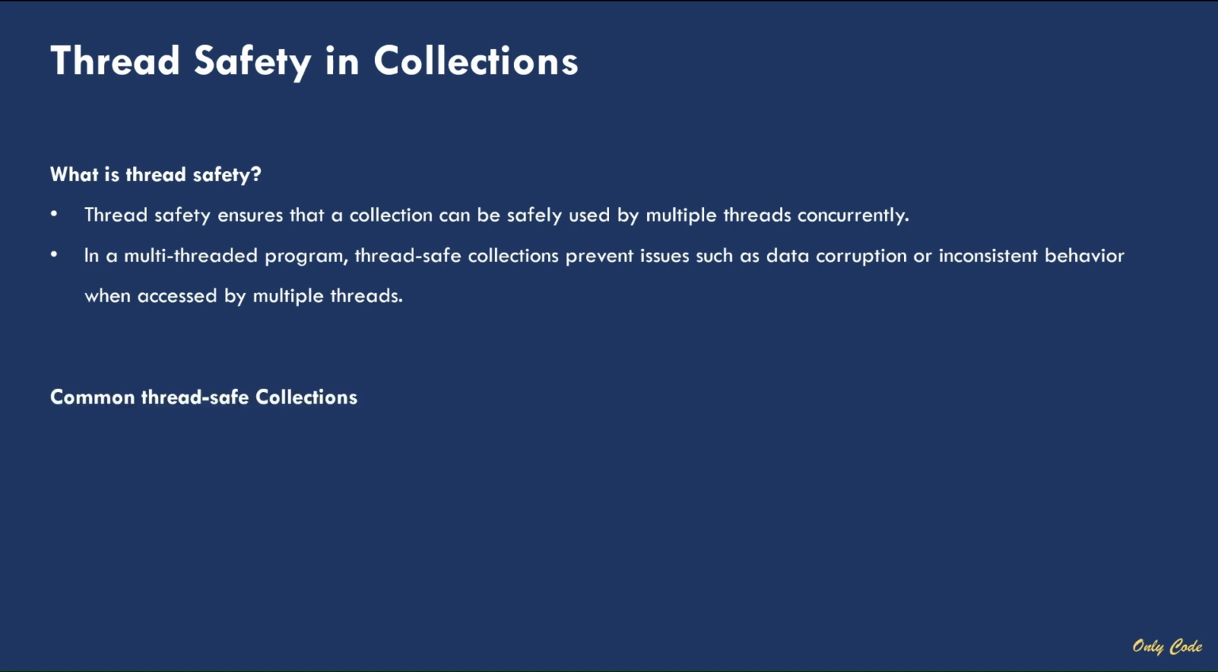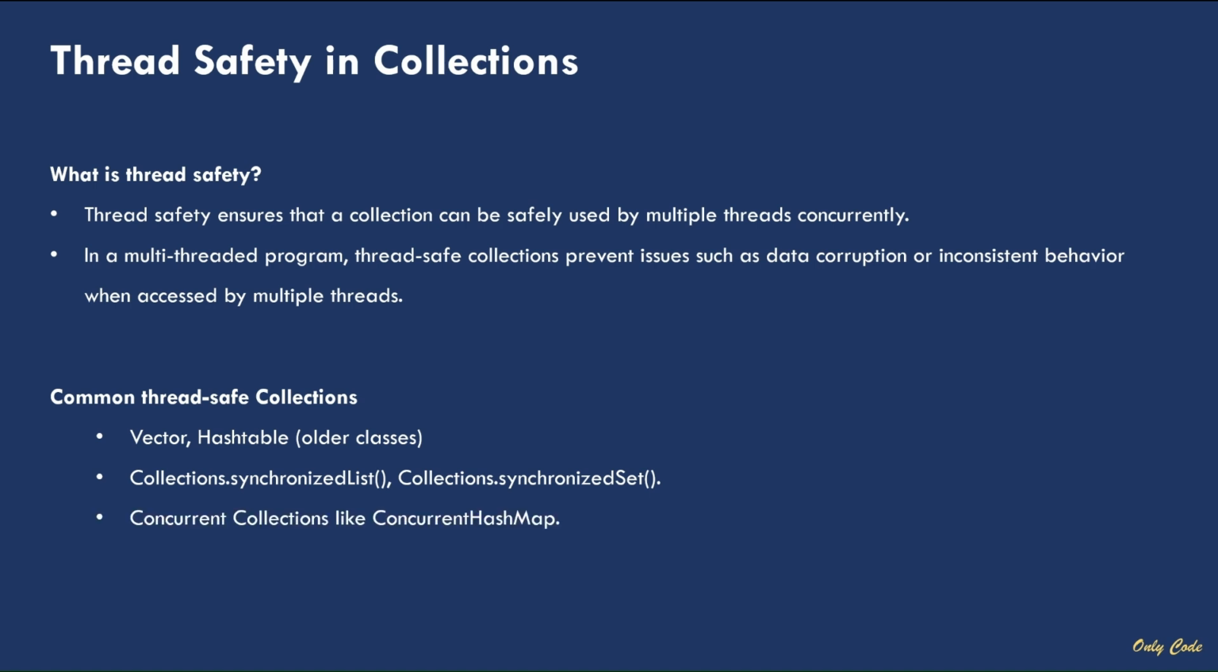Java provides several thread-safe collections, such as Vector and Hashtable, which were designed for thread-safe access in earlier versions of Java. Collections.synchronizedList, which wraps existing collections to provide thread safety. Concurrent collections like ConcurrentHashMap, which allow efficient thread-safe operations without locking the entire collection.